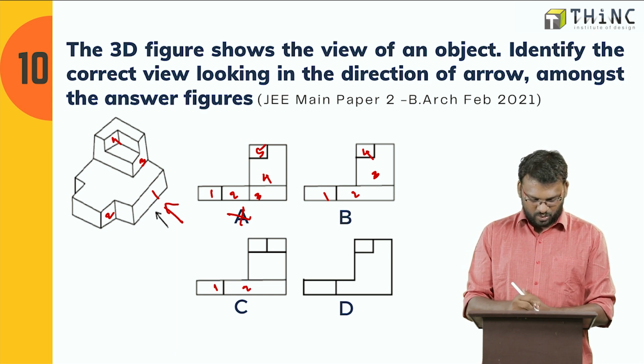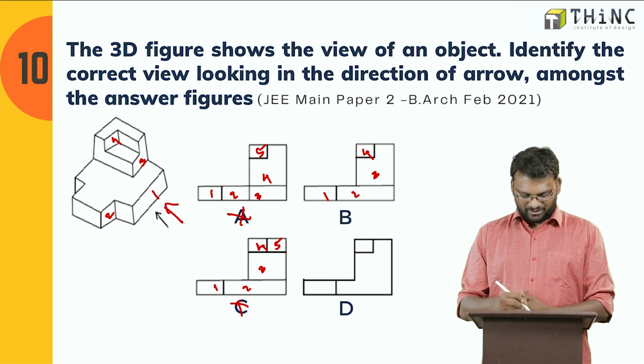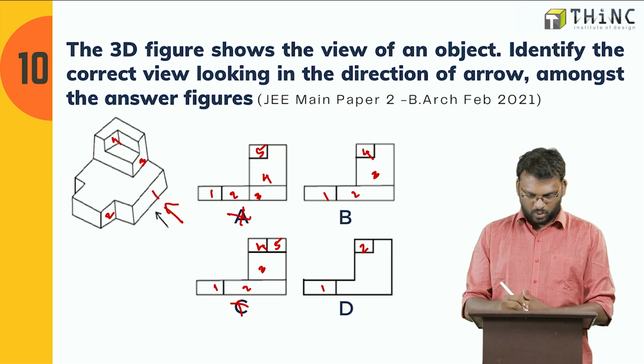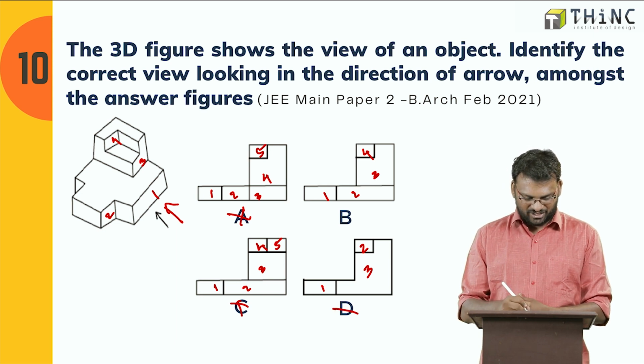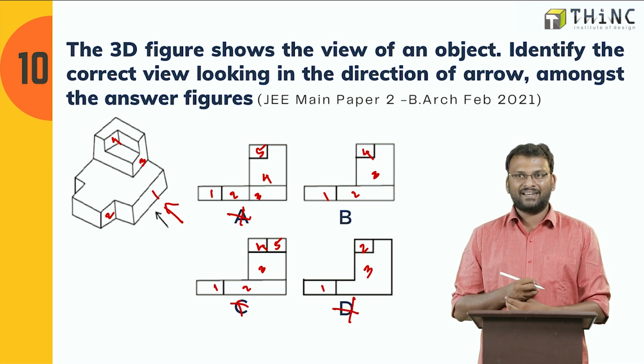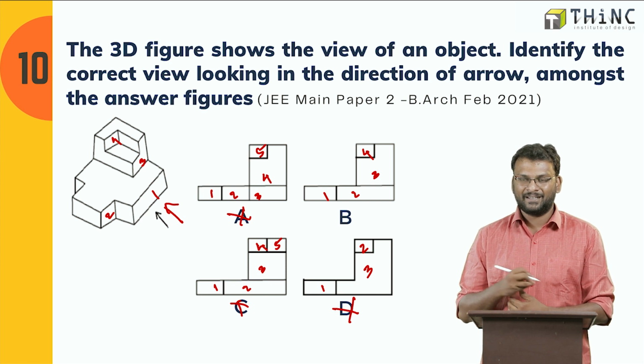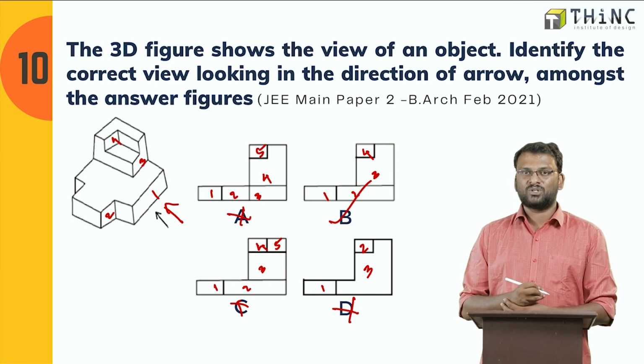Option C, 1, 2, 3, 4, 5. Option C is ruled out. Option D, 1, 2, 3. So option D is having 3 surfaces only. So D is also ruled out. So we doubted option B at the beginning. Option B is the right answer also.